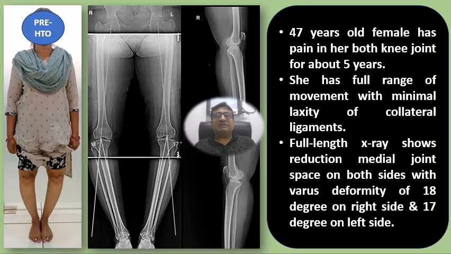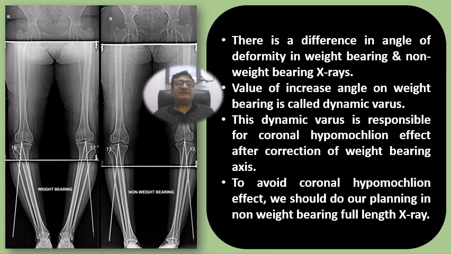But if we take a weight-bearing full-length X-ray and a non-weight-bearing full-length X-ray, there is a difference in the angle of deformity. The value of increased angle on weight-bearing is called dynamic varus, because this dynamic varus is due to soft tissue and is not a bony deformity. And this dynamic varus is responsible for the coronal hypomochlion effect after correction of the weight-bearing axis.